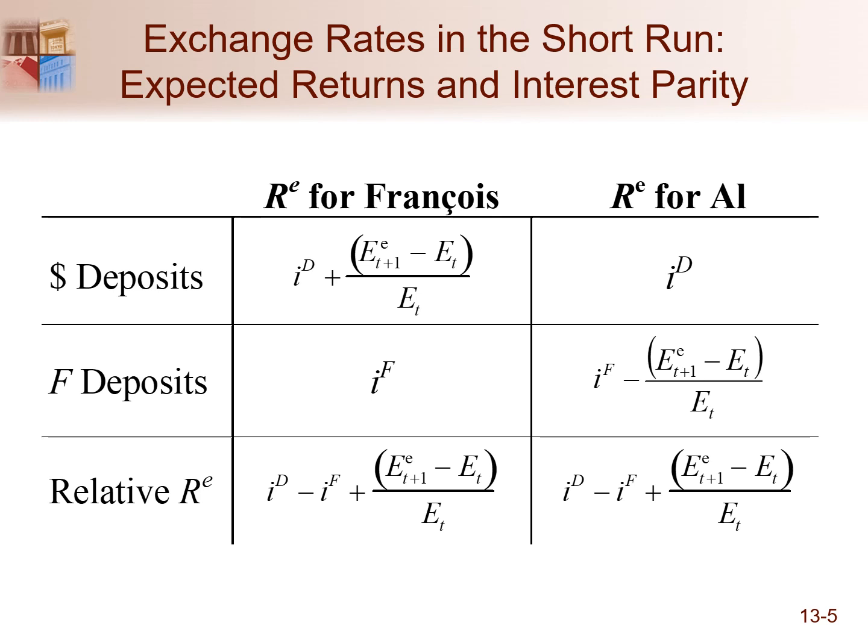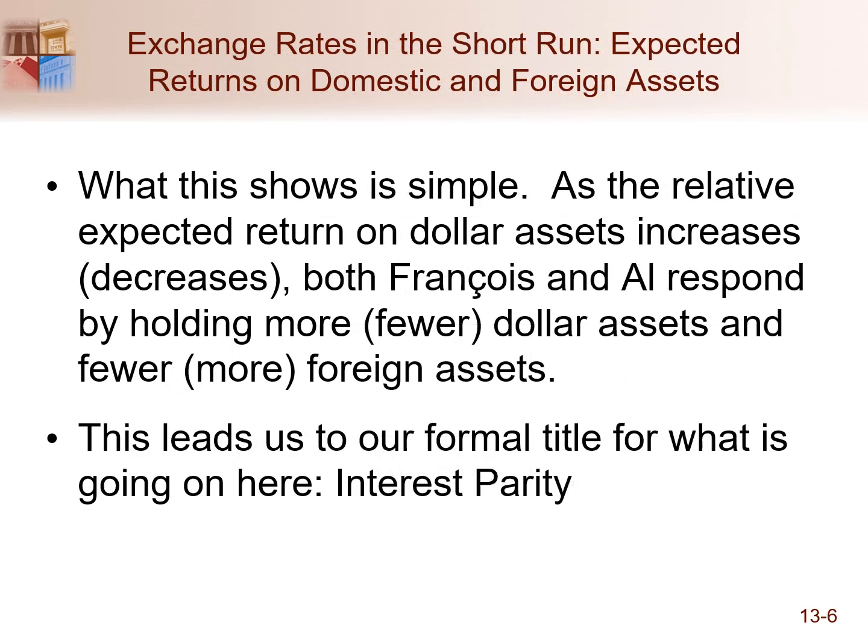So these are the relative returns they both will be earning when they invest in their local currency or in foreign currency deposits. What this example suggests is that as the relative expected return on dollar assets increases or decreases, both Francos and Al respond by holding more or fewer dollar assets and fewer or more foreign assets. So this leads us to a formal title for what is going on here: interest parity.